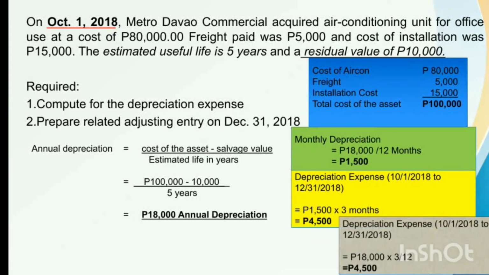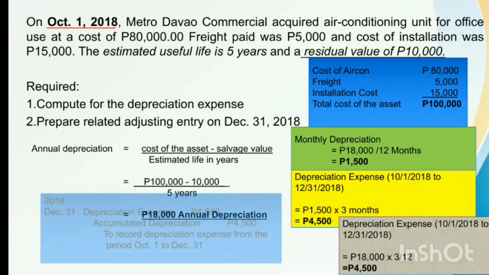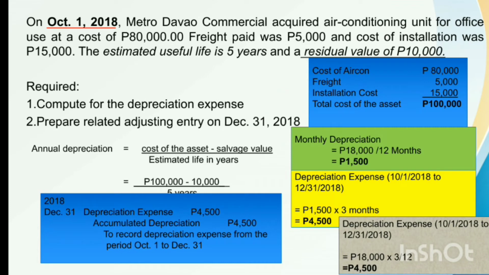The depreciation expense may also be computed in this manner. So we have here the annual depreciation of 18,000 multiplied by the fraction 3 over 12. So 3 here represents the number of months from October to December. And then the 12, so this refers to the number of months in a year. So 18,000 times 3 over 12, so that is also equal to 4,500 pesos. And this is now the adjusting entry on December 31, 2018 to record the depreciation expense from October 1 to December 31. So debit depreciation expense 4,500 pesos and then credit to accumulated depreciation 4,500 pesos.